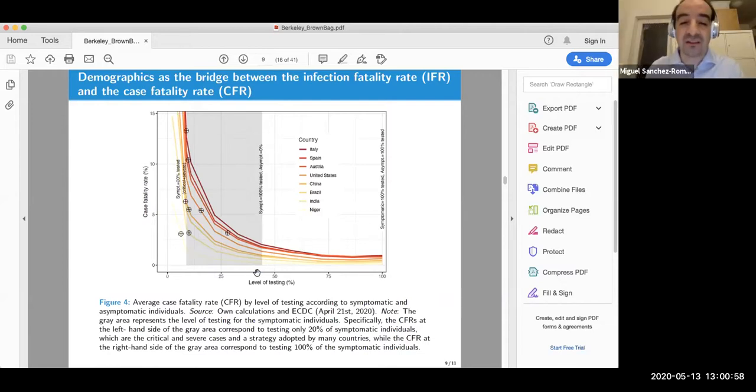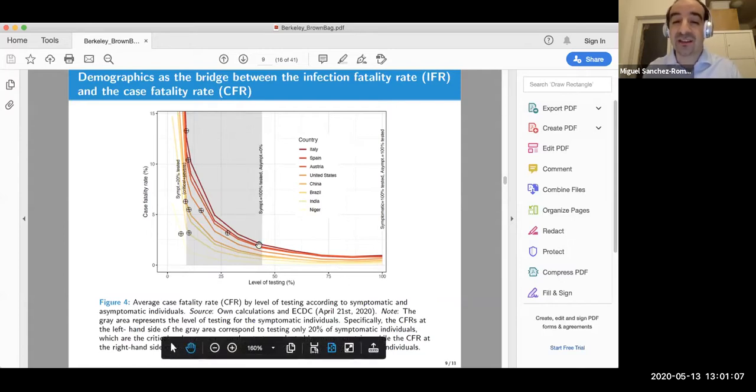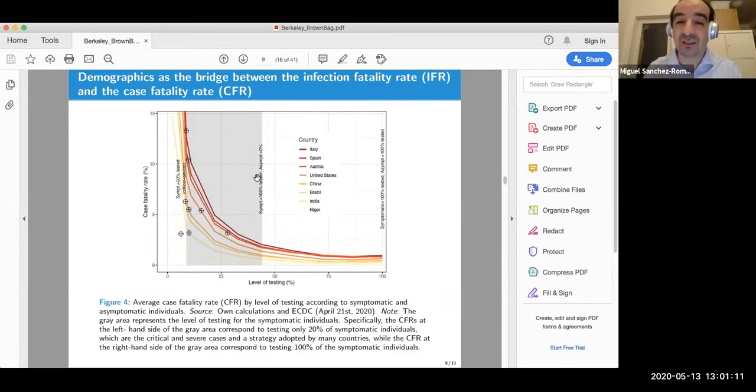I probably explained myself not very well. So the level of testing in this case is like a continuum. Here is the threshold where we have tested all the symptomatic individuals, but none of the asymptomatic individuals. Once we start moving to this other side, we have already tested all the symptomatic individuals, and on top of that, we start testing the asymptomatic individuals. And that's the reason why you don't have any kink.